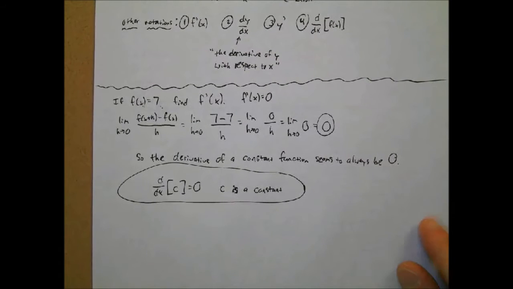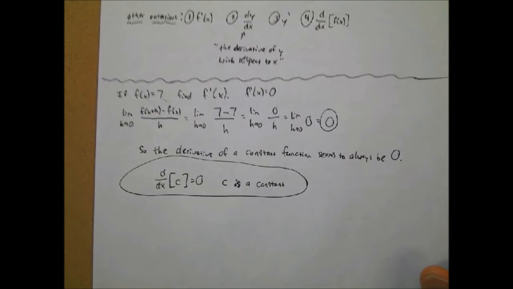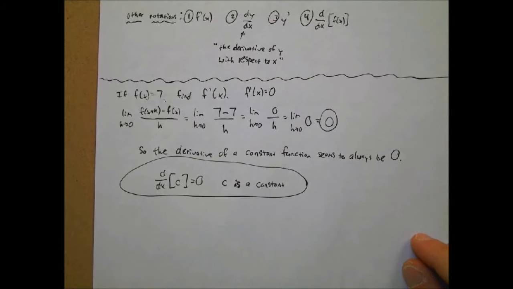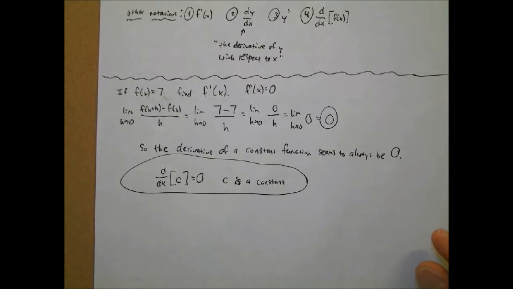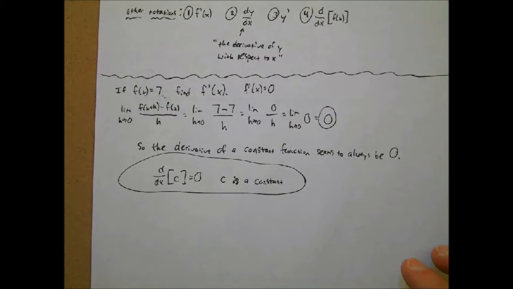The derivative of sine of pi over 3, 0. Sine of pi over 3 is a constant. Take the derivative of that, 0. Derivative of sine of x, well, now you're talking about a function. We won't worry about that for right now.